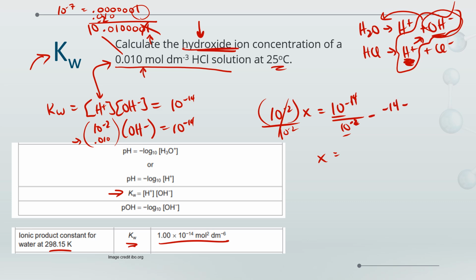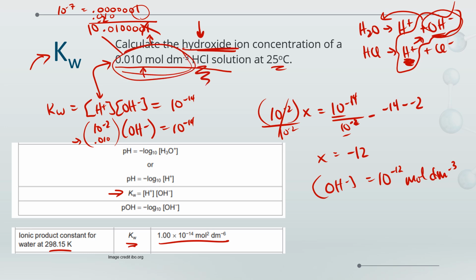So negative 14 minus negative 2 is going to give us negative 12. So this means that the hydrogen ion concentration is equal to 10 to the negative 12 moles per cubic decimeter. This makes so much sense because in an acid we should have a whole lot more hydrogen ion than hydroxide ion. If I had a base, my hydroxide concentration would be a whole lot higher than my hydrogen ion concentration. And if we have water, that's when they're equal.